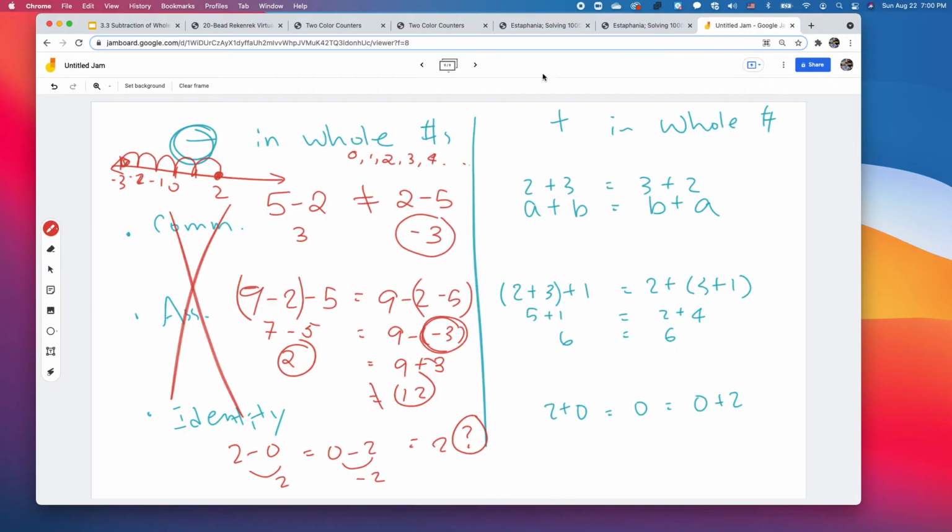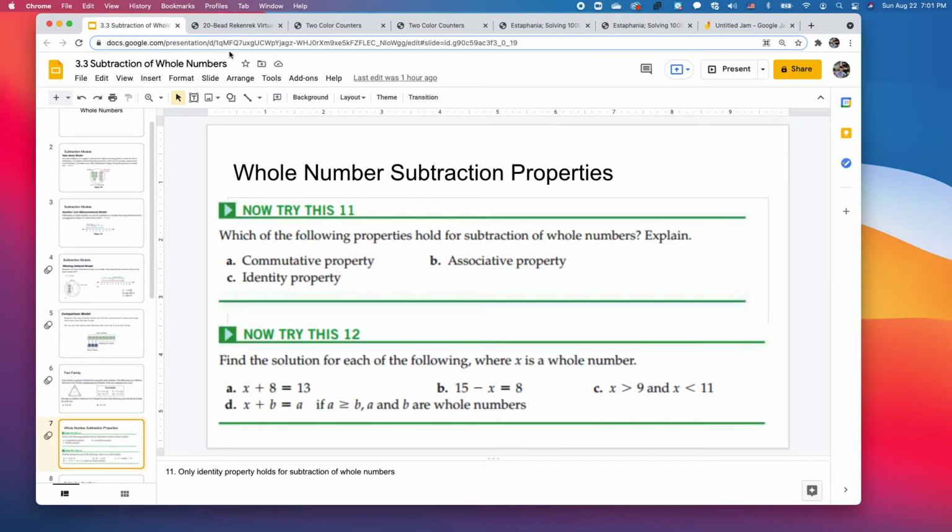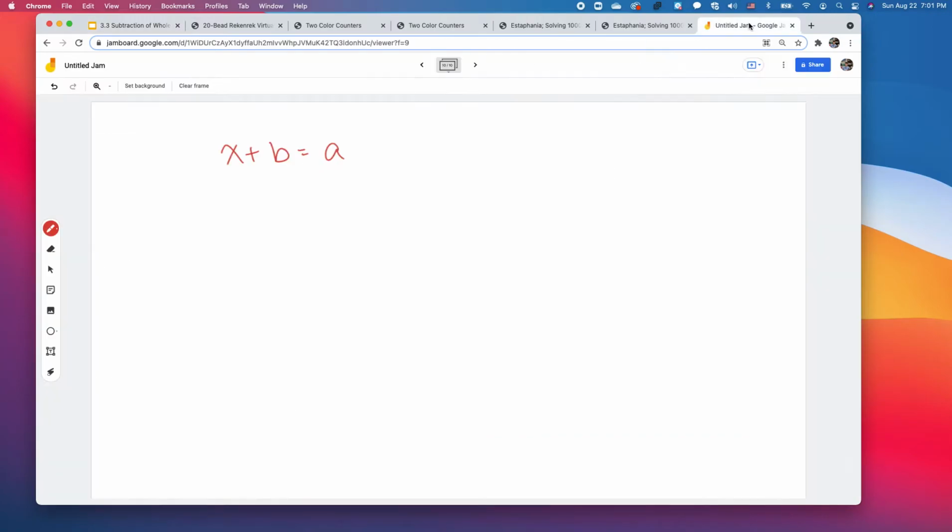X plus b is equal to a. So you have x plus b is equal to a. And there's one condition, right? What is bigger? A is greater than or equal to b. This is true because when you have whole numbers, these three numbers are whole numbers, the addends are always smaller than or equal to a.